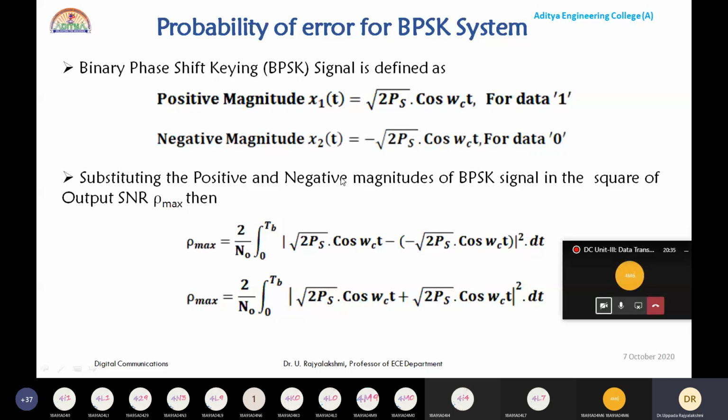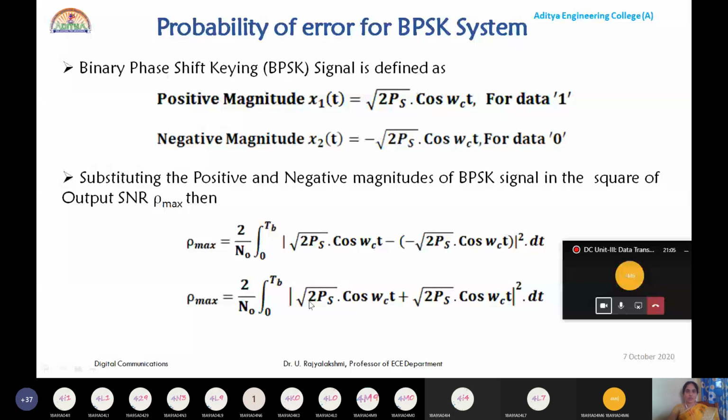What is x1 of t? Positive magnitude, that is root 2 PS cos omega CT. A PSK signal for positive magnitude, that is root 2 PS cos omega CT, minus x2 of t. X2 of t is once again minus root 2 PS cos omega CT. So you will get minus root 2 PS cos omega CT. So here minus of minus, so it will lead to positive.